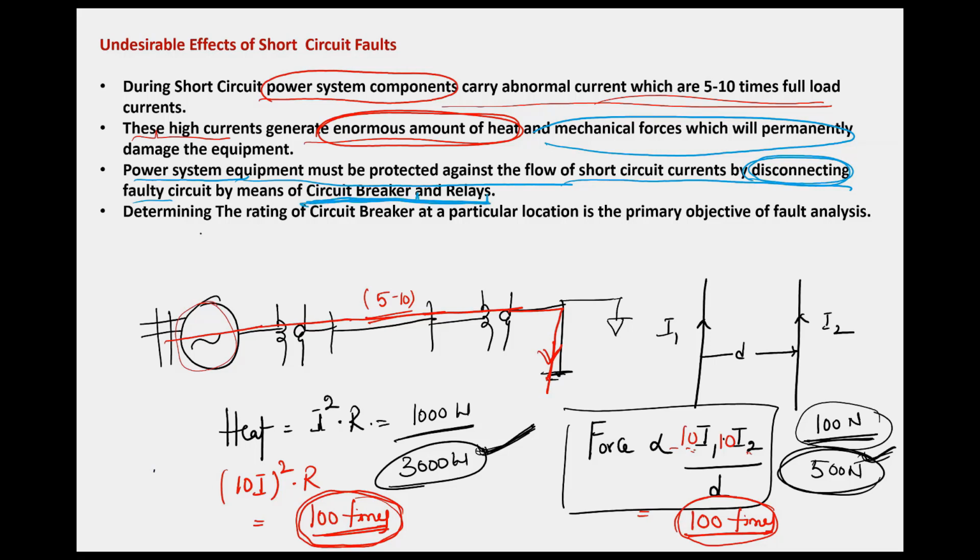So determining the rating of circuit breakers at a particular location is the primary objective of the fault analysis. My breaker should protect the equipment without getting damaged, so I have to properly design my circuit breaker rating. That is the primary focus of the fault analysis.